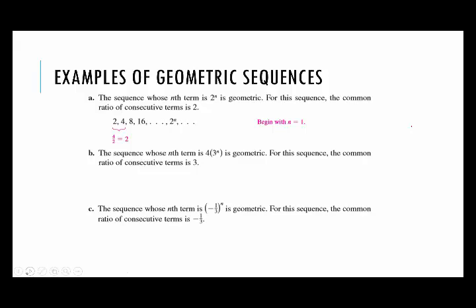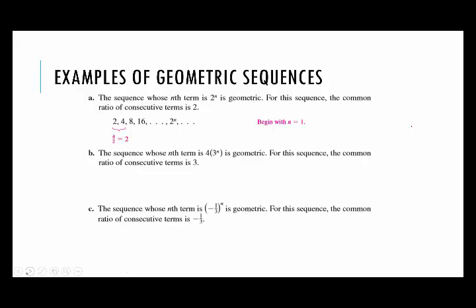Well, if you take the ratio beginning at the first one, 4 divided by 2 is 2. 8 divided by 4 is 2. 16 divided by 8 is 2. Thus, you have a common ratio r of 2.